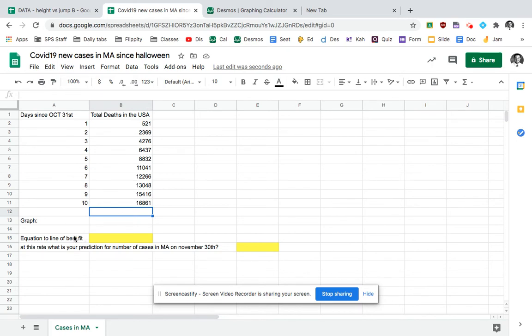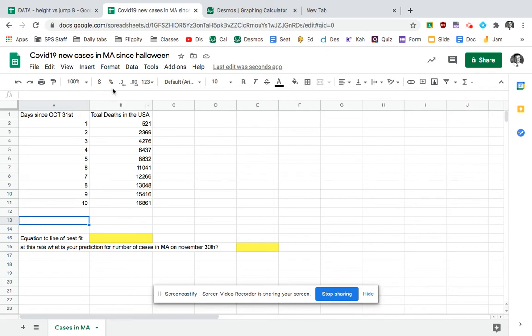And your goal is kind of the same as before. And I think I'll have you put your answers again on a form. But basically, what you're going to do is you're going to make the scatter plot. Then you're going to make the line of best fit. You're going to write the equation, and then you're going to make a prediction. So that's the new part.